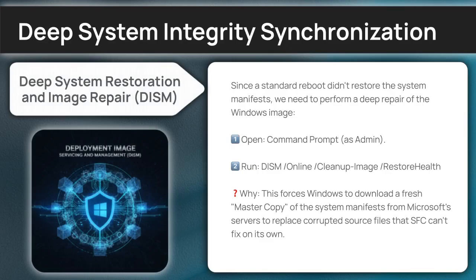Since a standard reboot didn't restore the system manifests, we need to perform a deep repair of the Windows image. First, open command prompt as admin. Second, you're going to type dism /online /cleanup-image /restorehealth, then hit enter. Why are we doing this? Well, this forces Windows to download a fresh master copy of the system manifests from Microsoft servers to replace corrupted source files that SFC can't fix on its own.